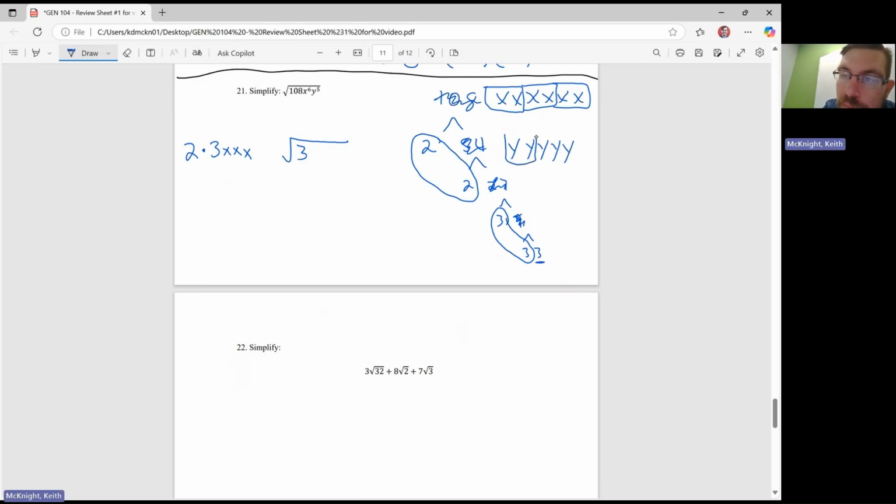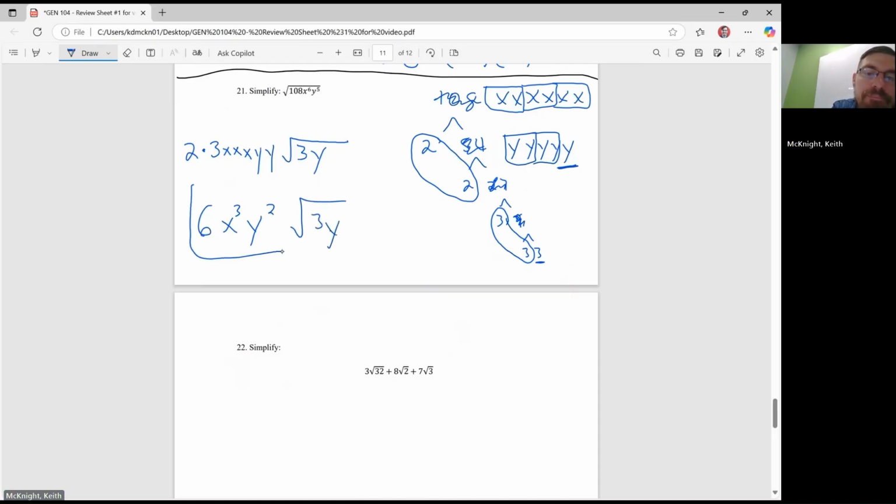And again, we're going to pair up. So we got 1, 2 pairs, and again, we got this loner here. So we're going to pull out 2 y's, but then we're going to have to leave a loner y in. Now, once you've done everything involved, we're going to multiply things together on the outside and inside that aren't simplified. So 2 times 3 becomes 6. X times x times x is x cubed. Y times y is y squared. And then we have the square root of 3y. And that would be our simplified radical.